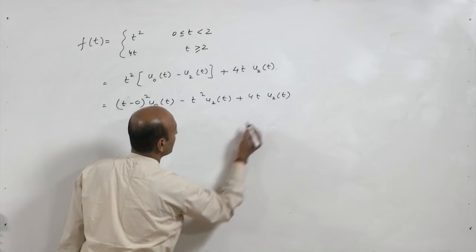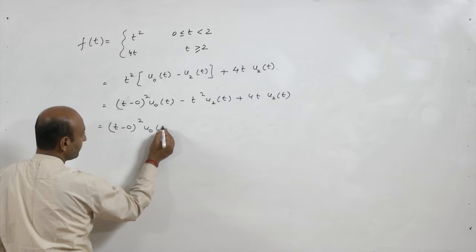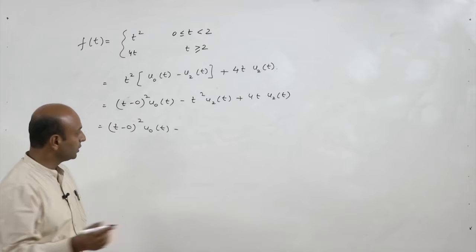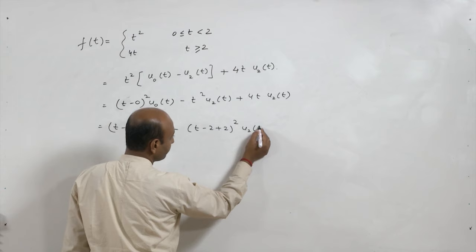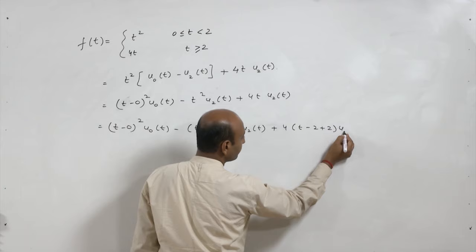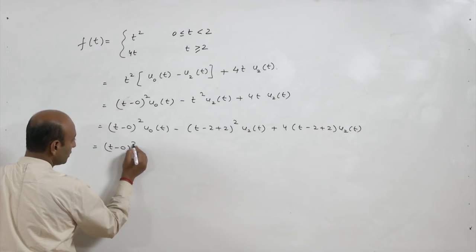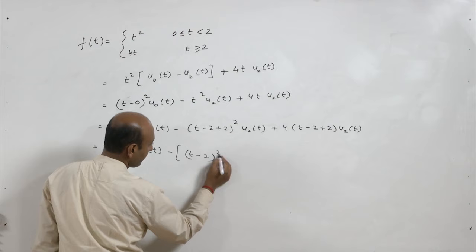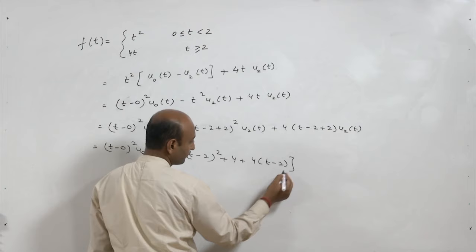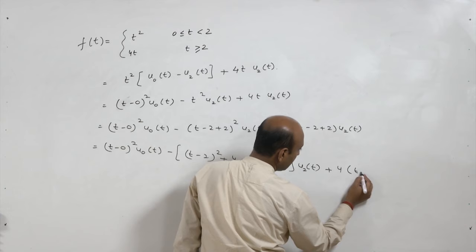Now this is (t minus 0) whole square, or t square, u_0(t). Now we have to express this t square in powers of t minus 2. So we can write it as (t minus 2 plus 2) whole square, and here also t minus 2 plus 2. So it is nothing but (t minus 0) whole square u_0(t), and a square plus b square plus 2ab, and it is 4 times (t minus 2) u_2(t) plus 8 u_2(t).